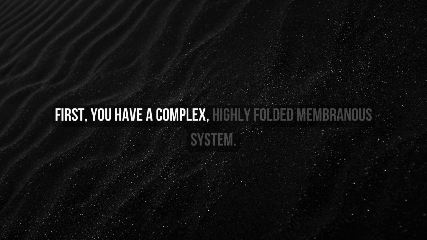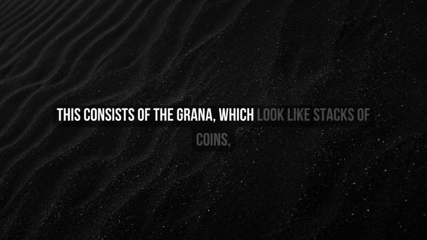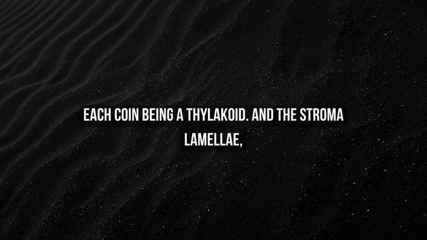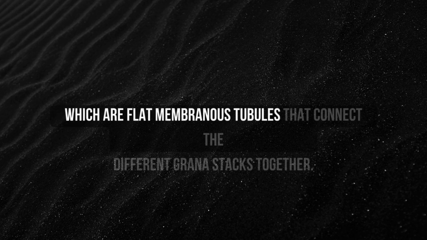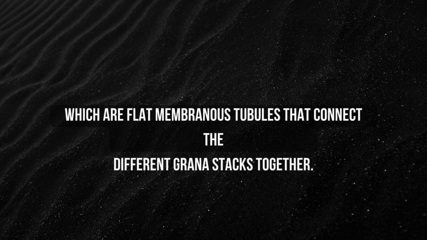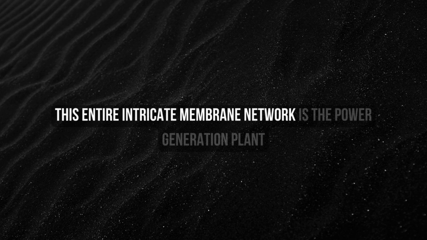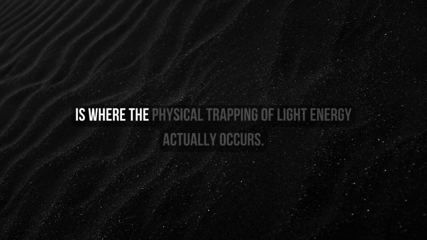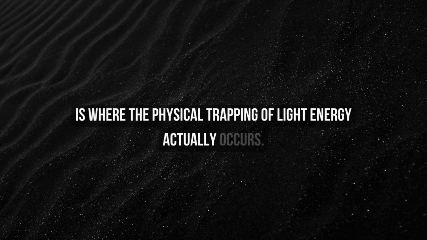First, you have a complex, highly folded membranous system. This consists of the grana, which look like stacks of coins, each coin being a thylakoid, and the stroma lamellae, which are flat membranous tubules that connect the different grana stacks together. This entire intricate membrane network is the power generation plant of the cell. So the membrane is where the physical trapping of light energy actually occurs.